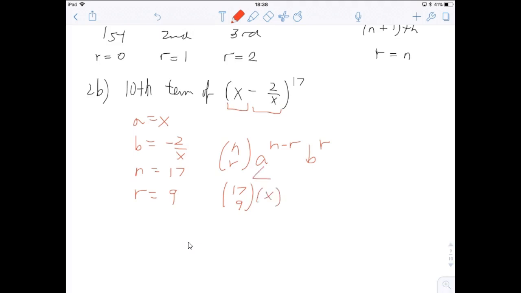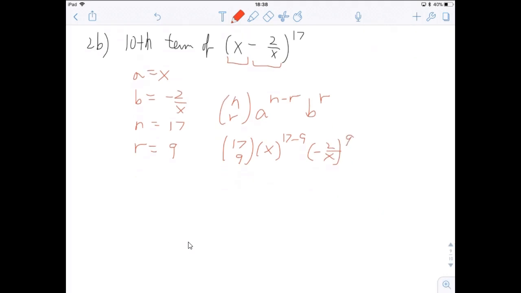It's just like when we had triangle and circle for a and b. Keep parentheses around whatever you put in for a and b. N minus r would be 17 minus 9. B would be negative 2 over x. Make sure you put parentheses around it, to the r power, which is to the 9th. Okay, now we just need to simplify. And maybe we need to use our calculator to do 17 chooses 9, right?